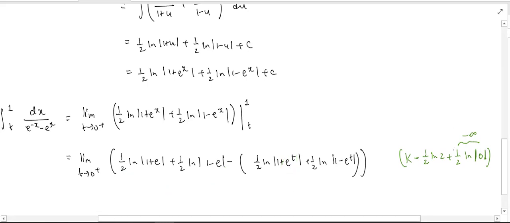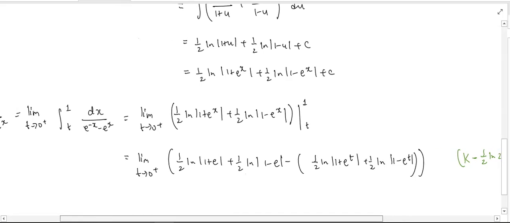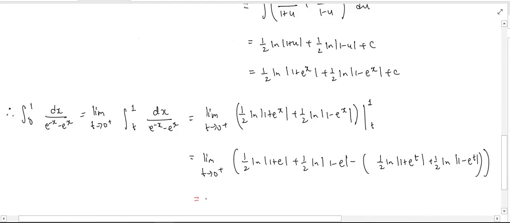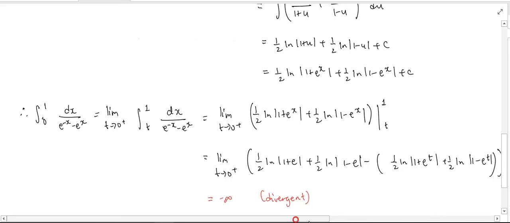So that we have a real number here plus negative infinity. Of course, that will be dominated by negative infinity. So your final answer is negative infinity, which means that your integral diverges. Okay, that's the second example.